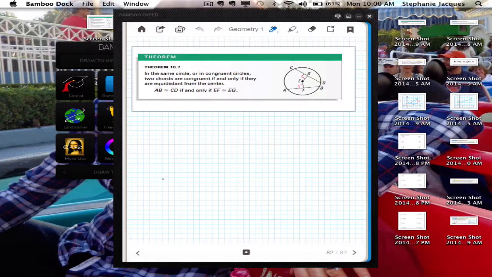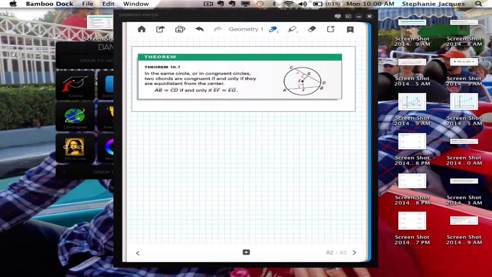Okay, and let's look at the last theorem. In the same circle or in congruent circles, two chords are congruent if and only if they are equidistant, meaning the same distance, from the center. So you have your chords, and you measure from the chord to the center, and the other chord to the center, and then compare those. If they are equal, those two chords are congruent.